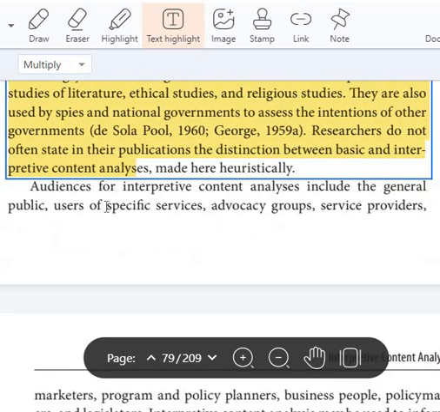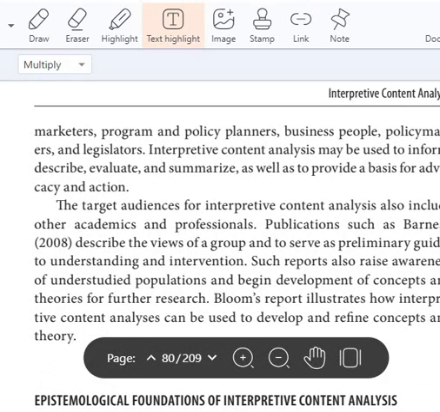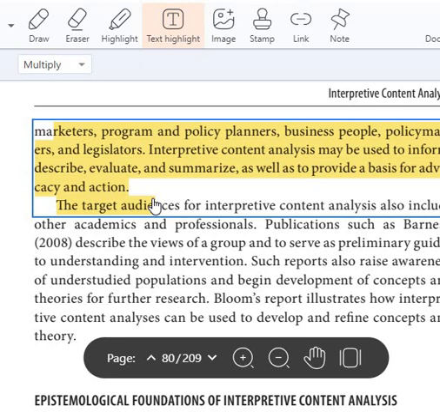Audiences for interpretive content analyses include the general public, users of specific services, advocacy groups, service providers. We can also have marketers, program and policy planners, business people, policy makers, legislators. We're talking about politicians here, yeah? Interpretive content analysis may be used to inform, to describe, to evaluate and summarize, as well as provide a basis for advocacy and action.